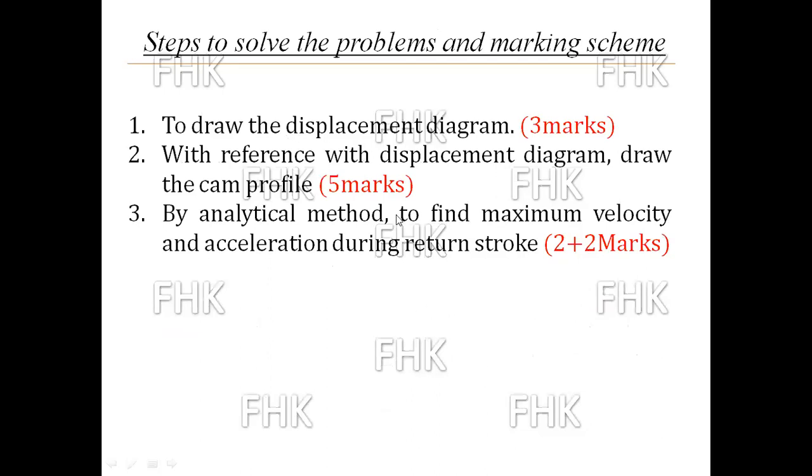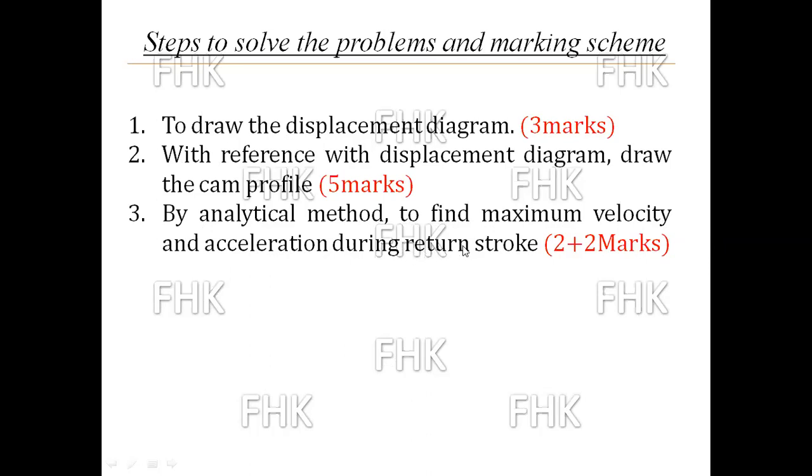The steps to solve the problem and the marking scheme are given here. The first step is to draw the displacement diagram according to the data given in the problem statement, for 3 marks. With reference to the displacement diagram, you have to draw the cam profile, for 5 marks. And by the analytical method, you have to find the maximum velocity and acceleration during the return stroke only: 2 marks for the maximum velocity and 2 marks for the maximum acceleration.